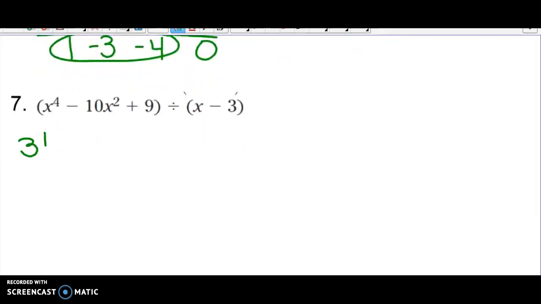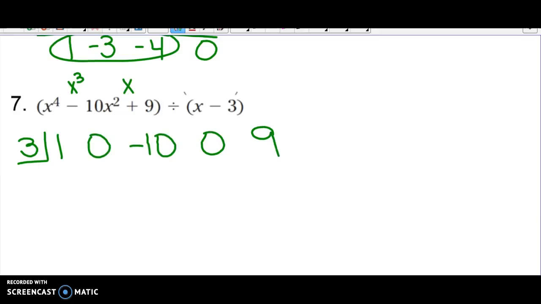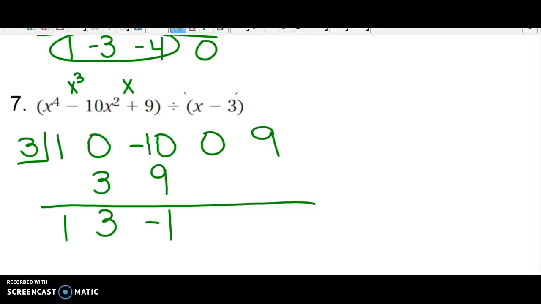Again, we're going to change the sign like I didn't do the last time. And now, remember, you don't have an x cubed, so put in a 0. And you don't have an x, so put in a 0. And then we just go through and do synthetic division. Okay, so obviously that's a factor.